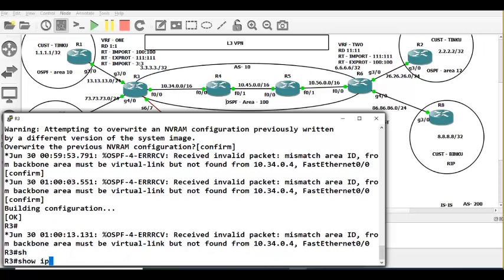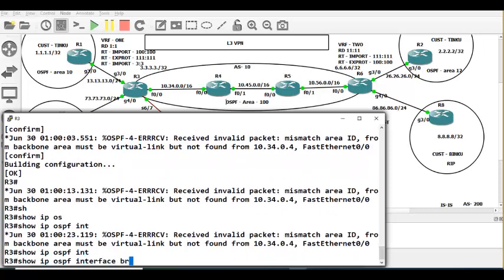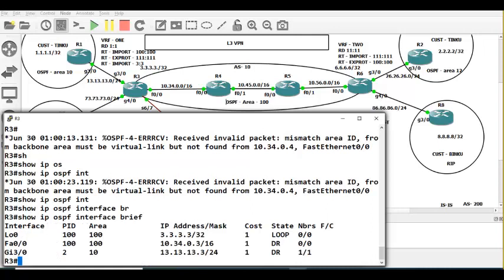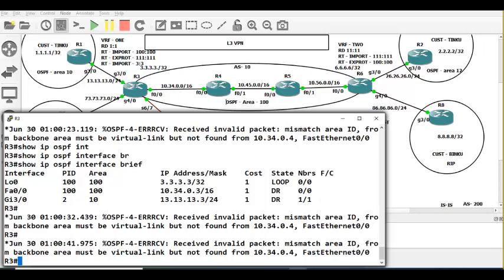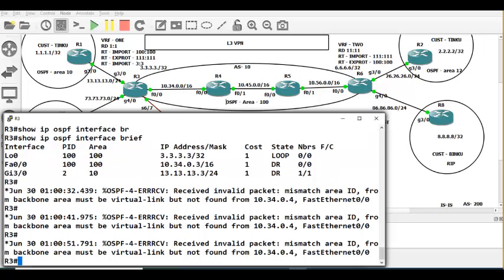Show IP OSPF interface brief. Our OSPF is running on loopback 0 and F0/0. G2/0 is a different process ID, so that's not our focus. We are changing that area 0 in the middle so that you should not think this area 0 is the backbone for the customer.